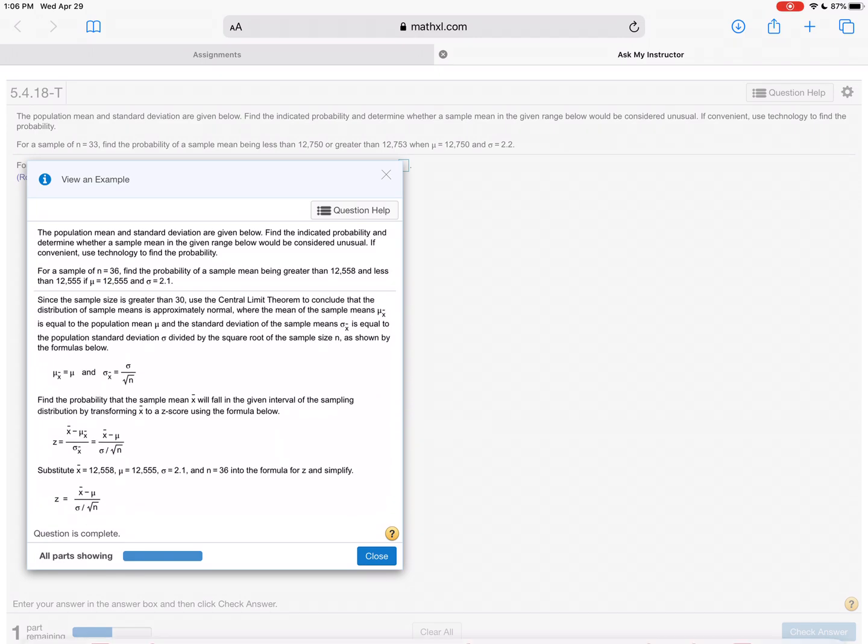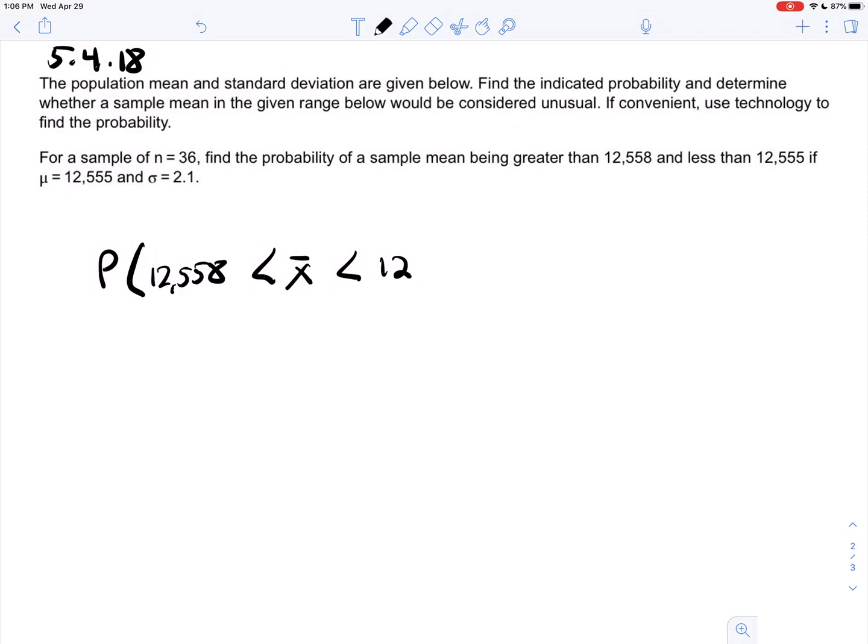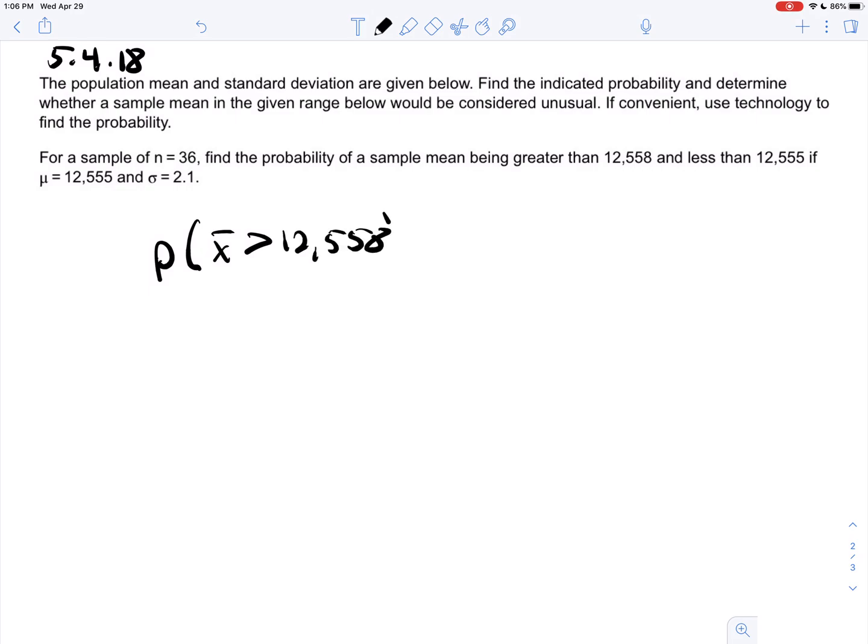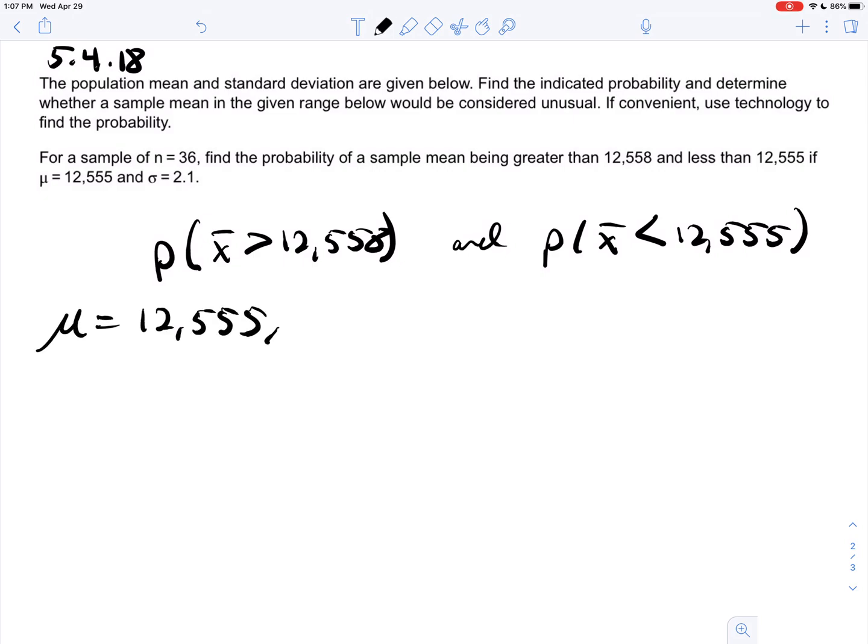Okay, so that's what's going on. I was trying to condense it into one, but let's look at it as two separate questions. So for a sample, find the probability the sample average is greater than 12,558. And the probability that x bar is less than 12,555. It says that mu is 12,555 and the population standard deviation is 2.1.